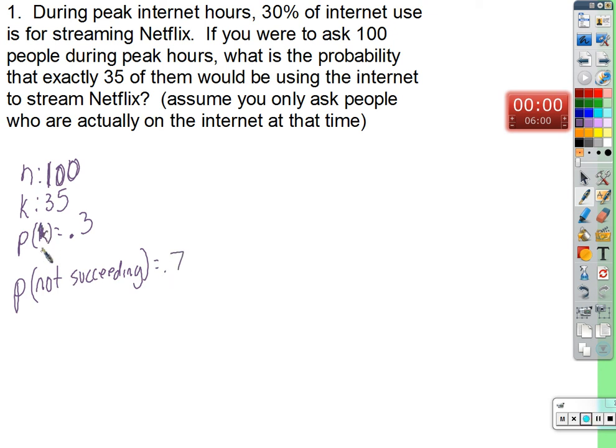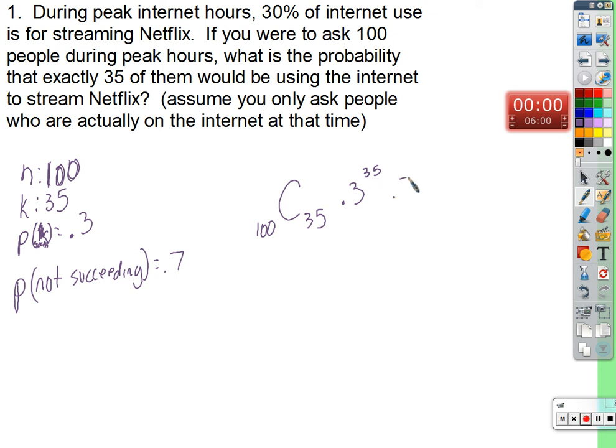So what's the probability of not succeeding? 0.7. Yes, I shouldn't say probability of K, but probability of success on a single trial is 0.3. Okay, well, let's just use the formula. We've got 100 people we're going to ask the same question. How many ways can we get 35 of them to respond however it is we want them to respond? In this case, yes, we are currently using the internet for Netflix. What's the probability that they'll answer yes? 0.3. That's going to be there 35 times. It's going to be 35 factors of 0.3.